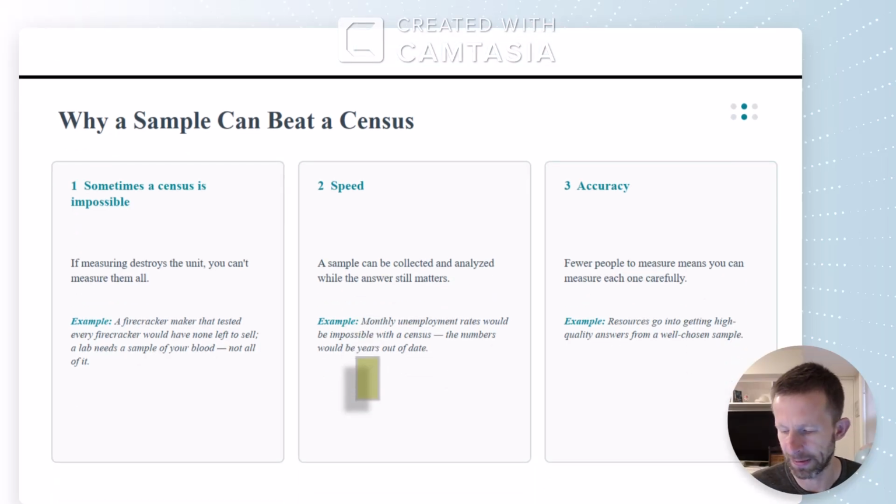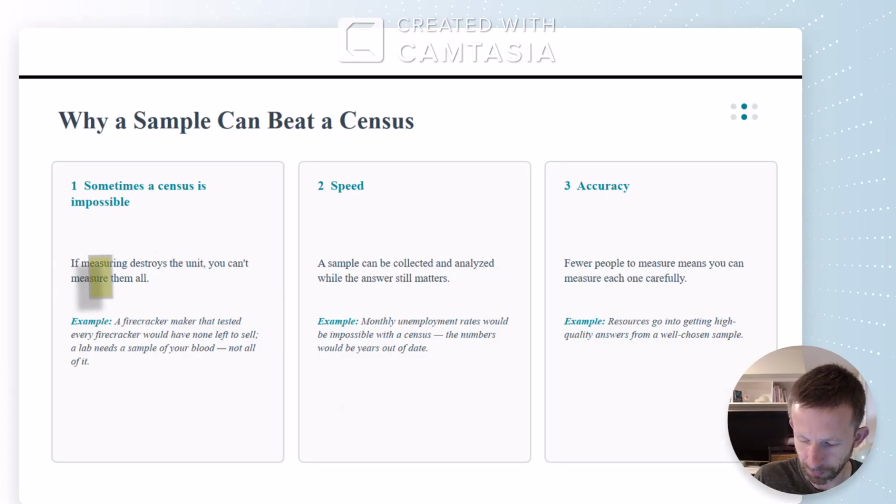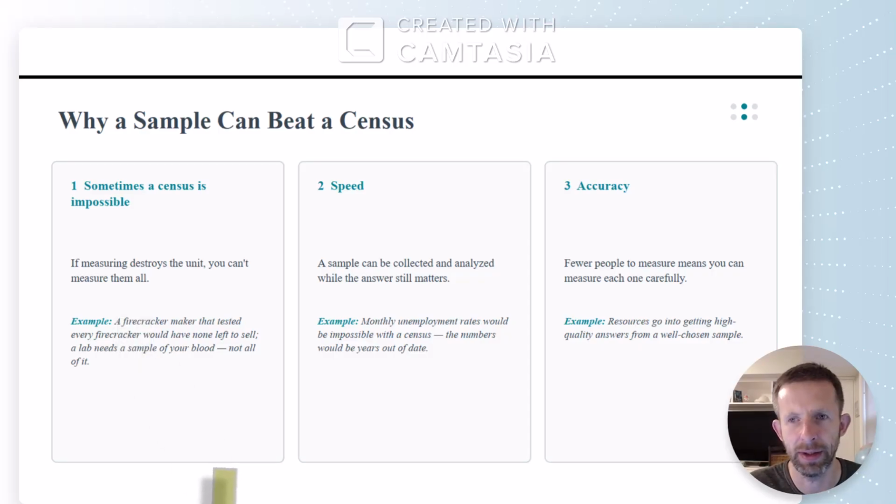Why a sample can beat a census. There are three reasons why a census might be impractical to conduct. Sometimes a census is impossible. If measuring destroys the unit, you can't measure them all. A firecracker maker that tested every firecracker would have none left to sell. Speed: a sample can be collected and analyzed much quicker than counting every unit in the population. And accuracy: fewer people to measure means you can measure each one more carefully. For example, resources can go into high quality answers from a well-chosen sample.